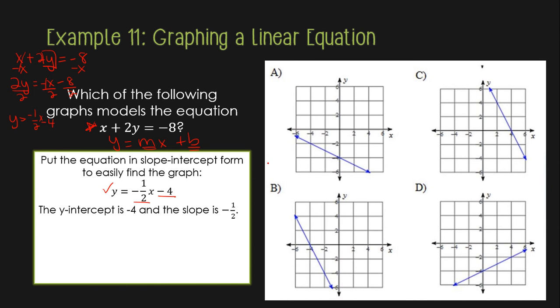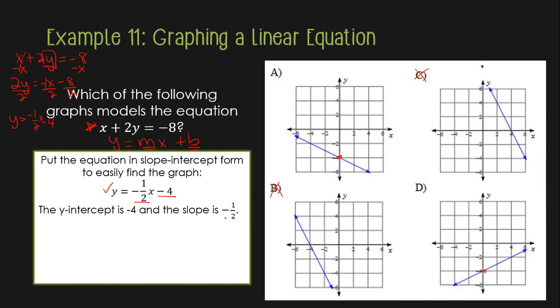So I'm going to look on my graph to find which one goes through negative 4. If I look here at my choices, I've got this one that goes through negative 4, C does not, B does not go through negative 4, but D does. So I've narrowed it down to those two.